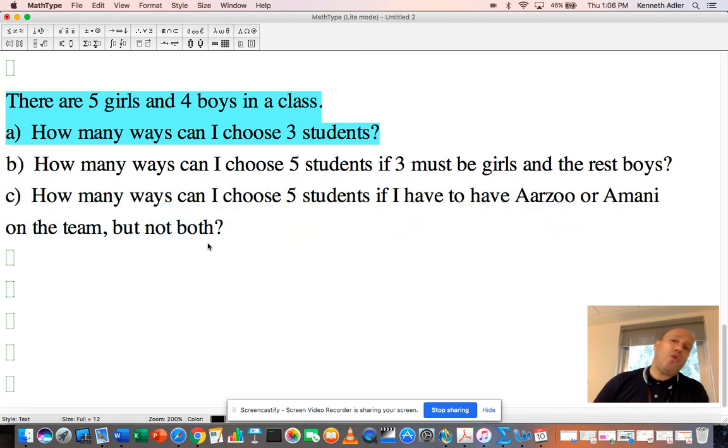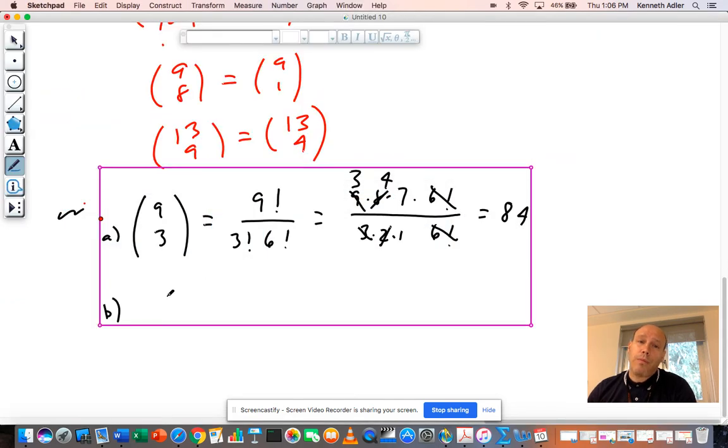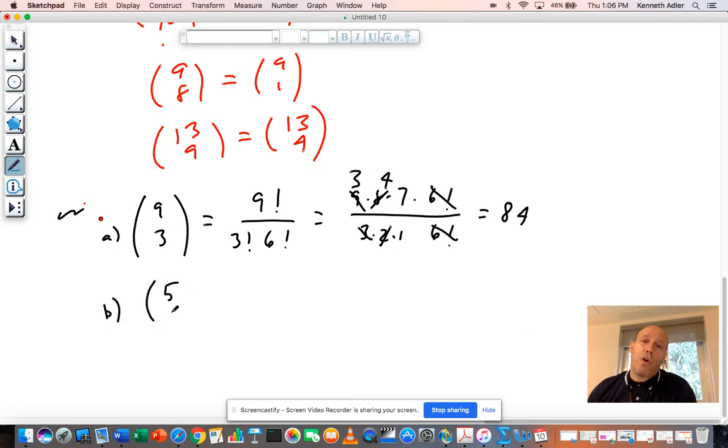How many ways can I choose 5 students if 3 must be girls and the rest boys? Well, this is the product principle. So from 5 girls, I choose 3, and from 4 boys, I choose 2. That's the idea. 5 choose 3 times 4 choose 2. And so what's 5 choose 3? Well, we did that before. What is 5 choose 3?